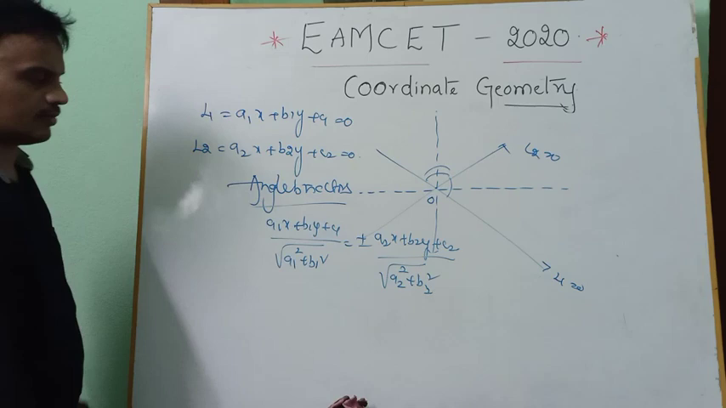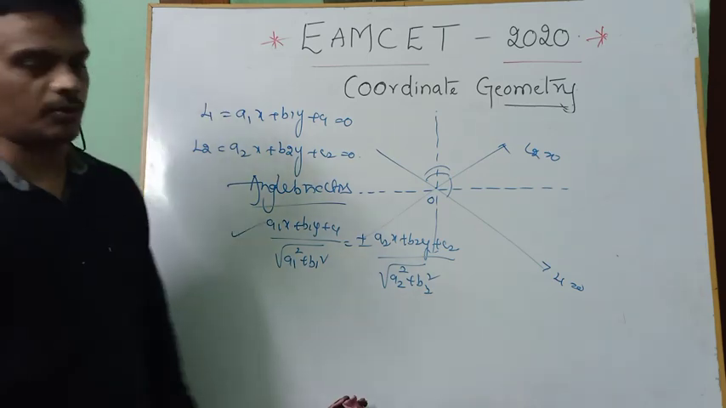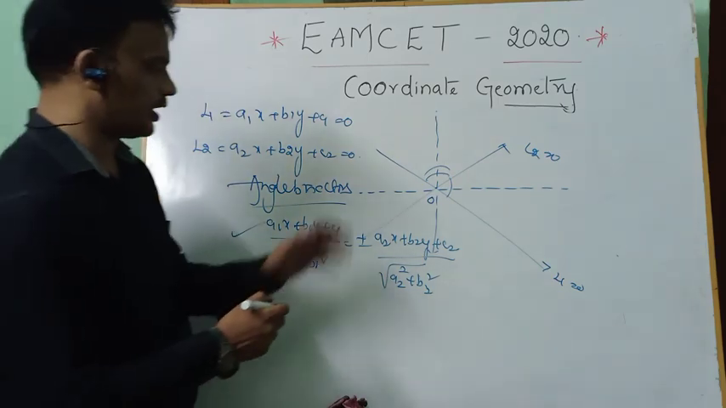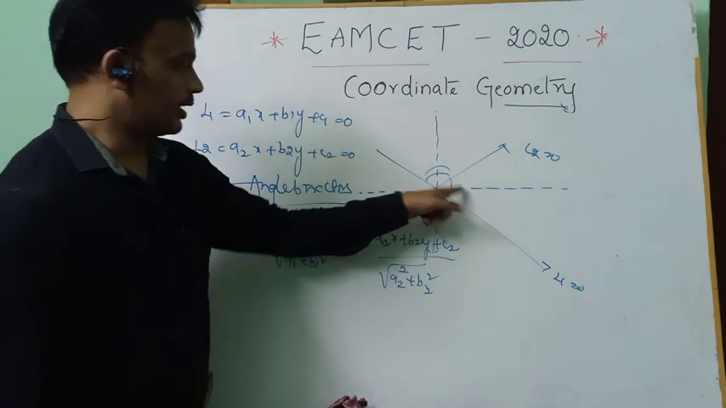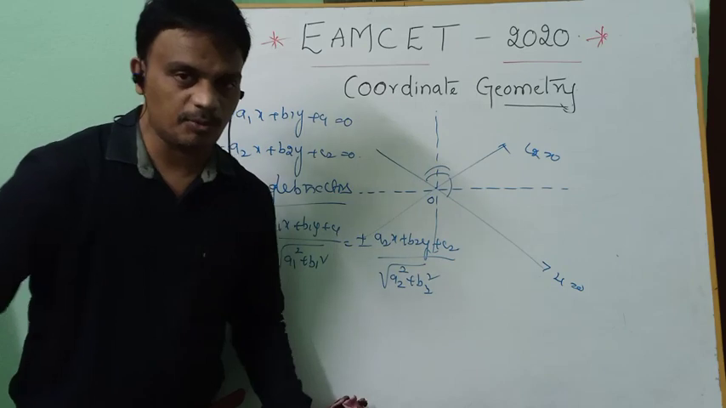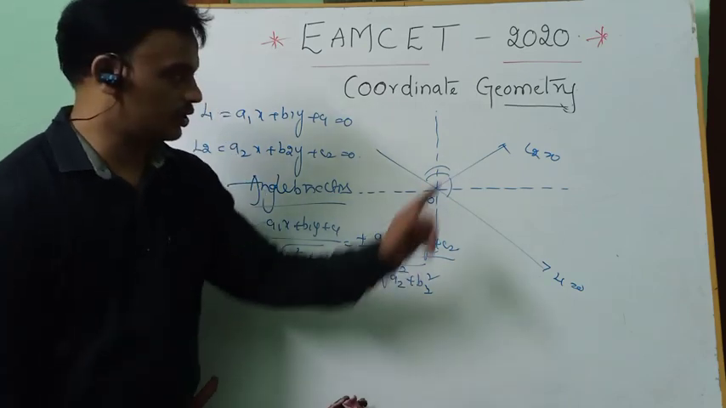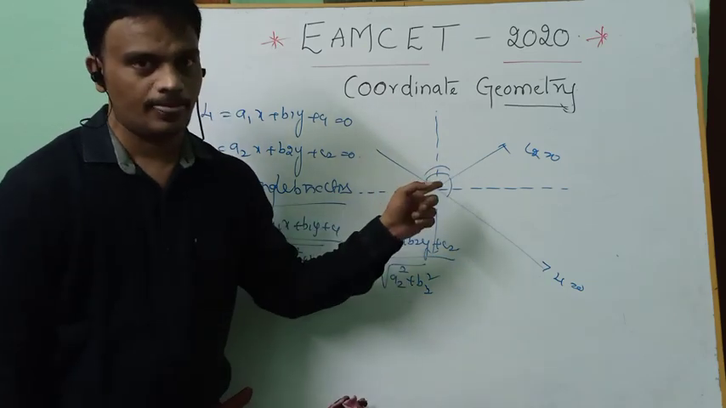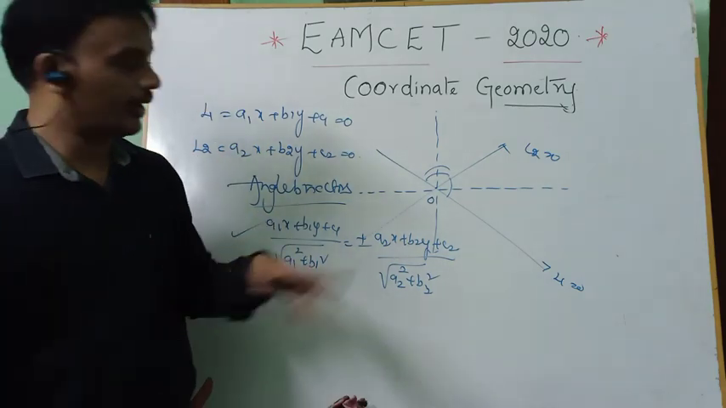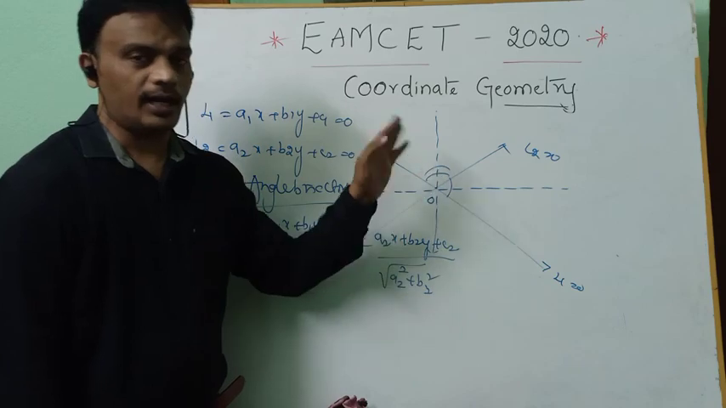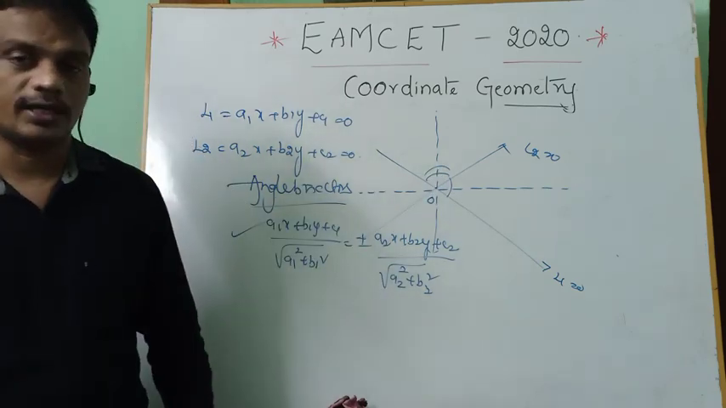Am I right or not? Yes, but here there is one problem. Here we are getting the two angular bisectors. Of course, one important thing is that the two bisectors are always perpendicular. Here, plus or minus gives us the two. What are those two? One is the acute angle bisector and the other one is the obtuse angle bisector.